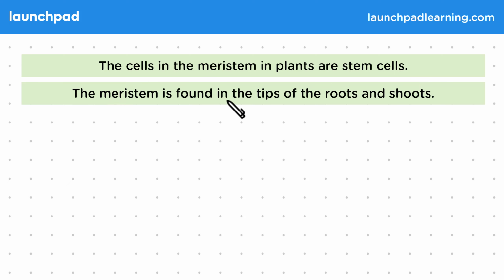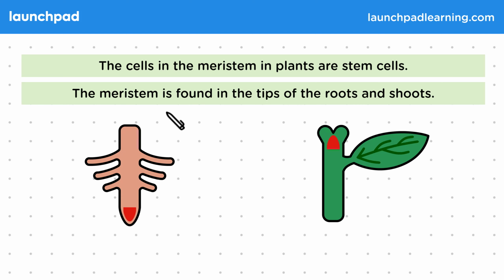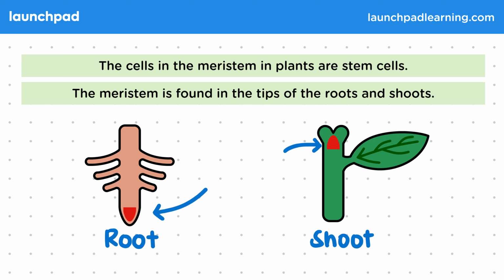The meristem is found in the tips of the roots and shoots. This diagram over on the left represents a root and over on the right a shoot. This red patch drawn on both the root and the shoot is where the meristem cells would be found in them. These are areas of rapid cell division in the plant. For the exam, you need to know that the stem cells in plants are located in the meristem tissue.